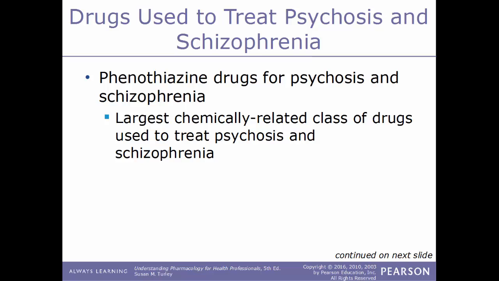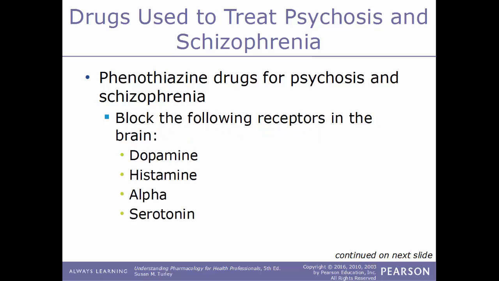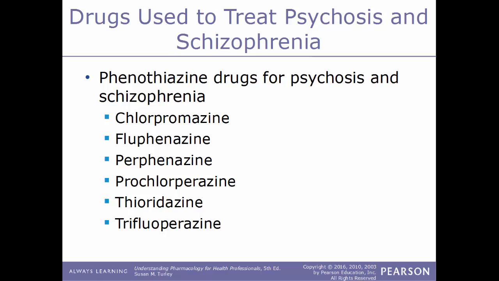These are the largest chemically related class of drugs that are used to treat psychosis and schizophrenia. And they act because they block receptors in the brain that would include dopamine, histamine, alpha, and serotonin. Some examples of phenothiazine drugs would include chlorpromazine, fluphenazine, perphenazine, prochlorperazine, thioridazine, and trifluoperazine.